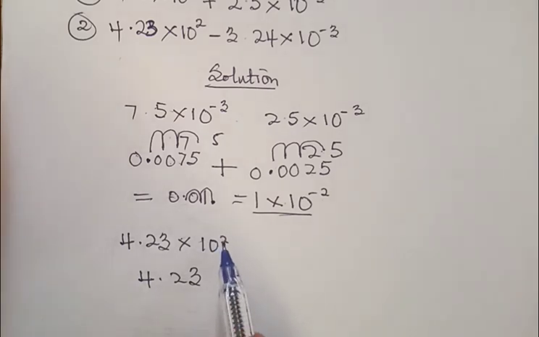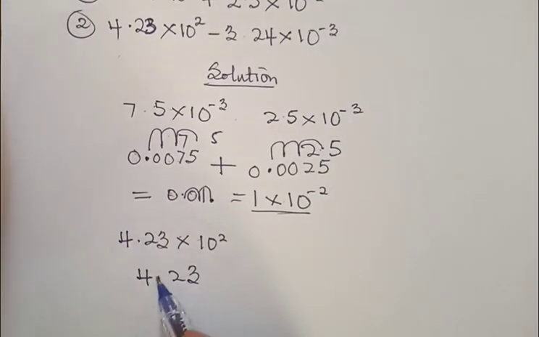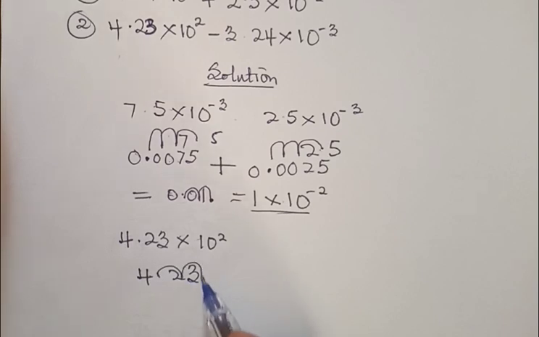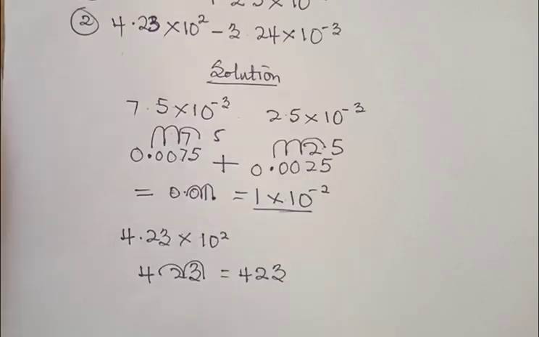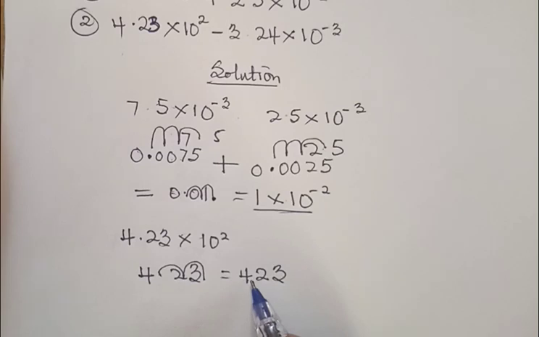We have positive. So this time, if we have positive, are we moving to the right or are we moving to the left? We move to the right. So I will count here 1, 2. So the point comes here. Therefore, I will get my 423. So I get a whole number.